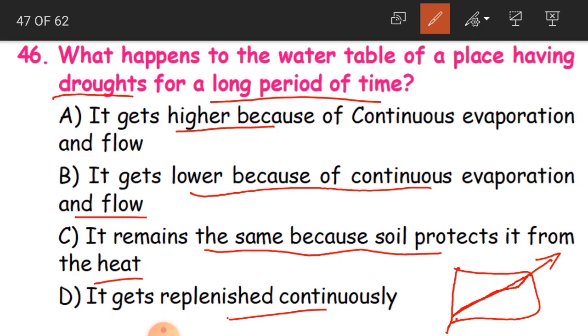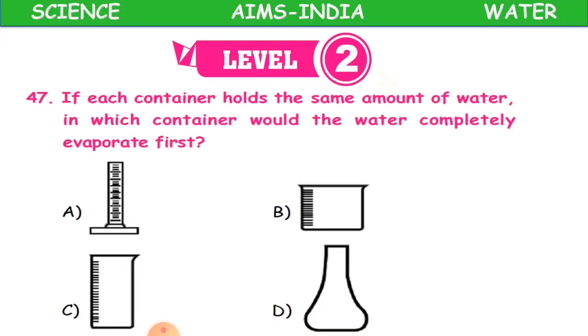But when there are no rains and there are droughts, what happens? So this line is going to decrease, in the sense it is going to come down. So that is why our answer is: it gets lower because of continuous evaporation and flow. In the sense, you don't have rain and there is so much heat, so there will be continuous evaporation. What is evaporation, children? The liquid is going to change into gas. Because there is no liquid here and you are having continuous evaporation, that is why B option is the correct one.